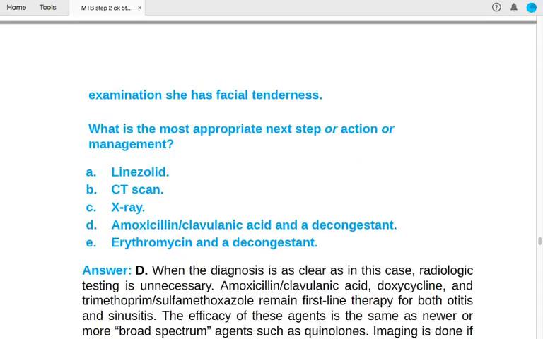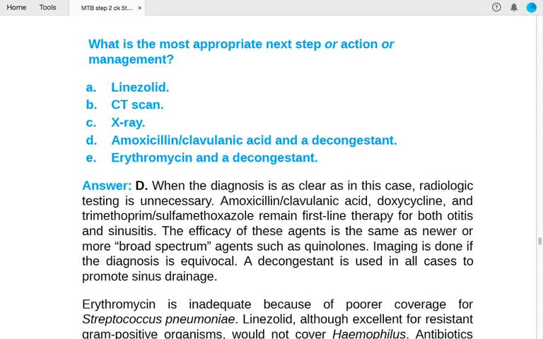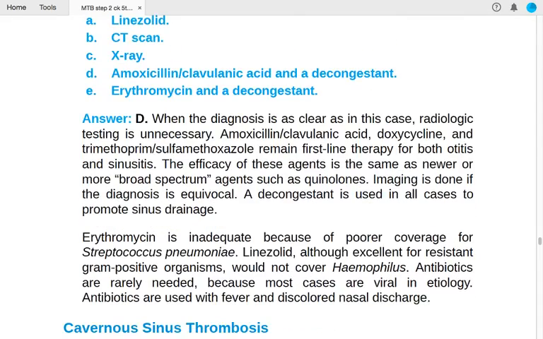So when the diagnosis is clear, as in this case, radiologic testing is unnecessary. Never go for CT, right? Amoxicillin-clavulanic acid or doxycycline and trimethoprim-sulfamethoxazole remain first line therapy for both otitis and sinusitis. If it's a case of sinusitis or otitis, we'll go for this therapy. The efficacy of these agents is the same as newer or more broad spectrum agents such as quinolones. Imaging is done if the diagnosis is equivocal. You will only go for imaging when the diagnosis is equivocal. A decongestant is used in all cases to promote sinus drainage.